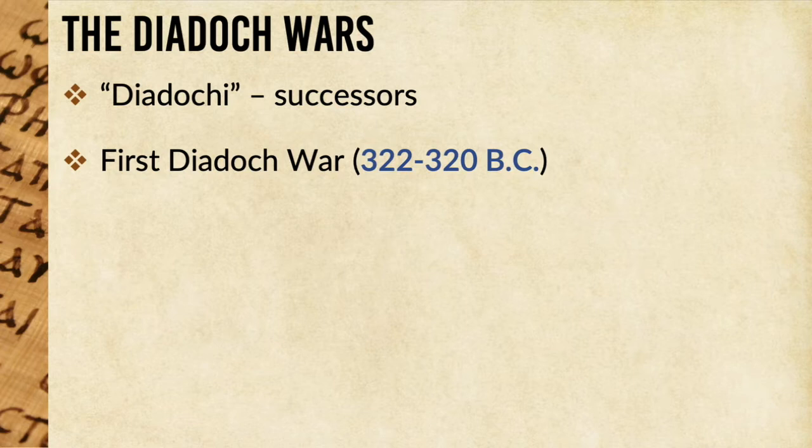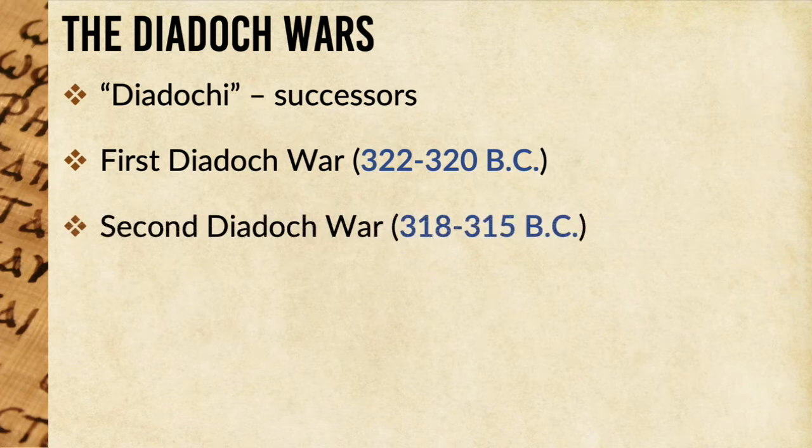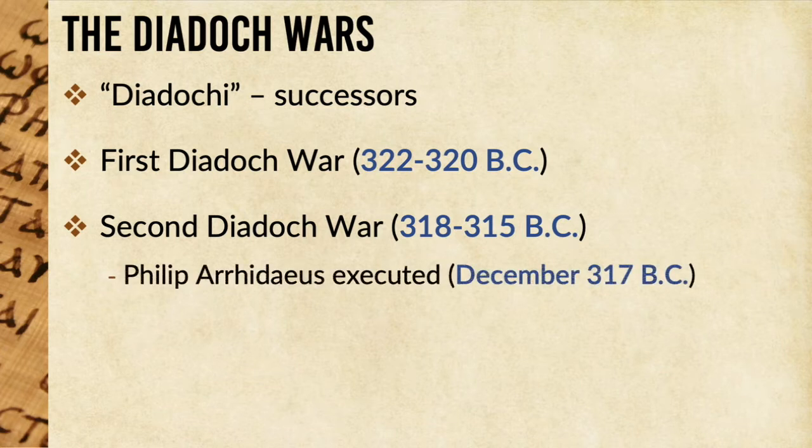Peace is settled in 320, but it doesn't last very long, because then the Second Diadoch War breaks out in 318, and it lasts till 315 BC. So the Second Diadoch War follows only 2 years of peace. It's going to last 3 years. In the course of this war, Philip Arrhidaeus is executed. That's in December of 317 BC. So if you remember that slide where we talked about those potential successors, well, we just lost one, because Arrhidaeus is now dead. He's not going to rule anything.